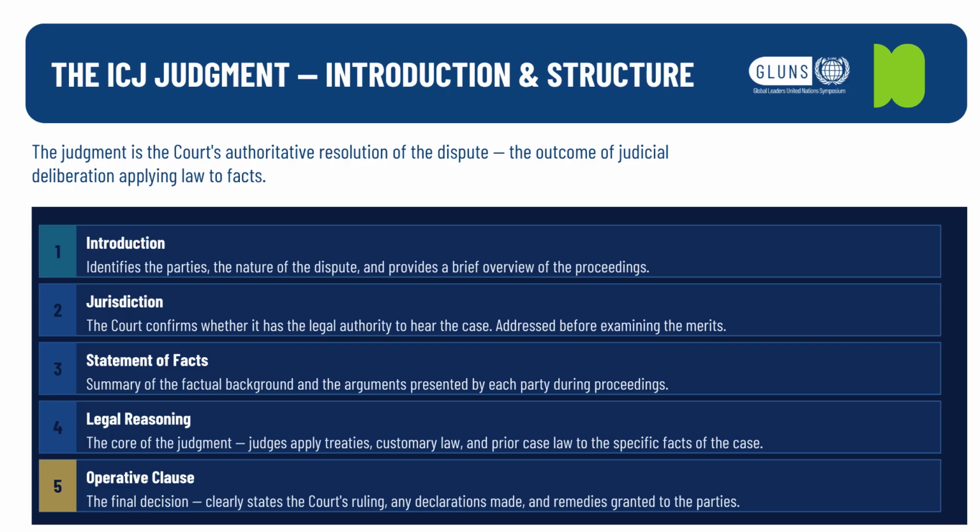And then there's the examination of the merits, where through statement of facts and legal reasoning, the judge or the judges say, we have had this side say this, we've had this side say this, this is what the law says, and according to the situation, this is how it came out, and this is what the court has decided. And then comes the operative clause, which is the ruling, the final decision, that clearly states what the court has decided, any deliberations made, any remedies granted to any of the parties.